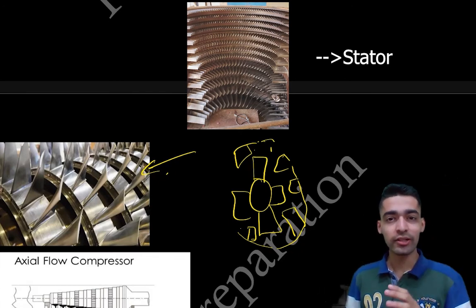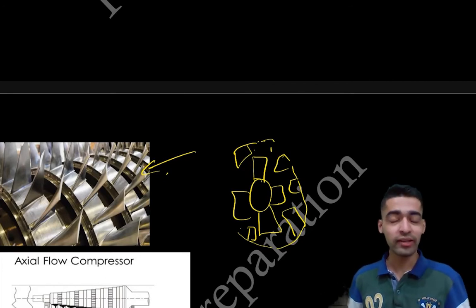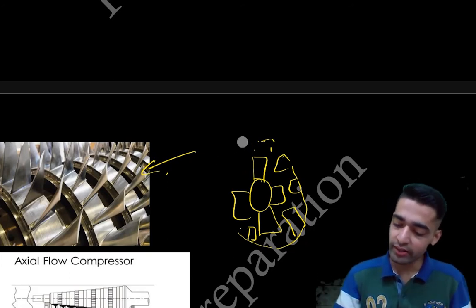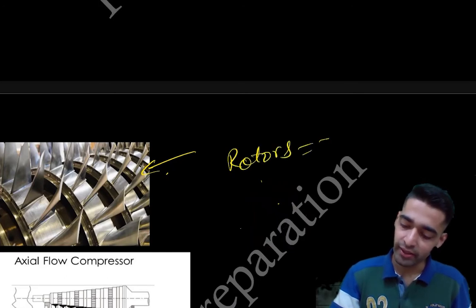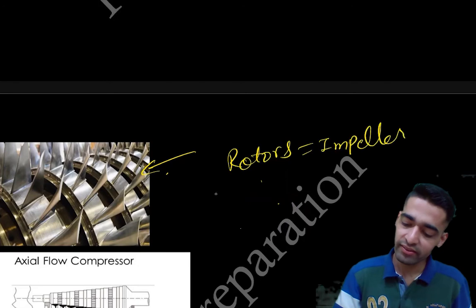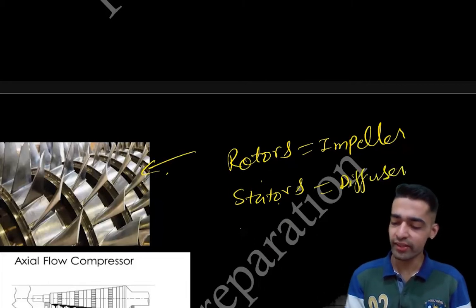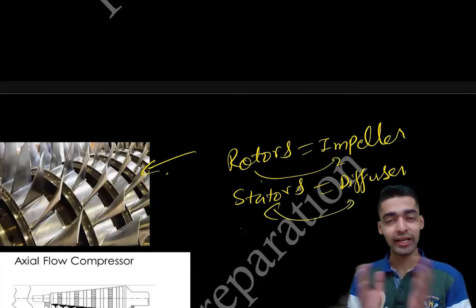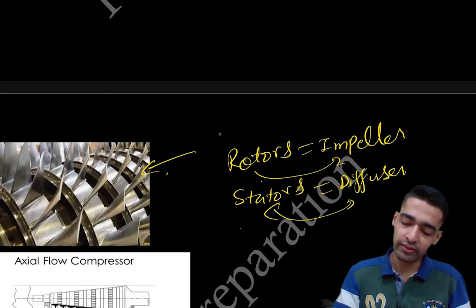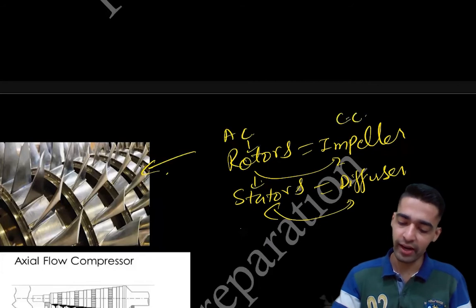Once it passes through the rotor, the pressure is already increased, because this rotor also acts like a divergent duct. So the rotors are nothing but what we can call an impeller, whereas the stators act like a diffuser. So rotors are nothing but impeller, stators are nothing but diffuser. In both types of compressor the names are different. In the axial flow compressor we talk about rotor and stator. In the centrifugal compressor, we have impeller and diffuser.